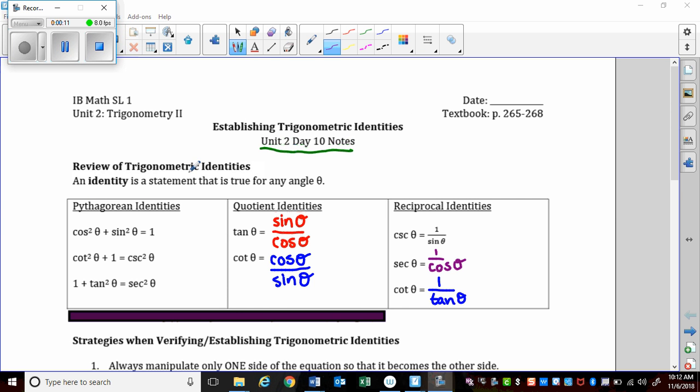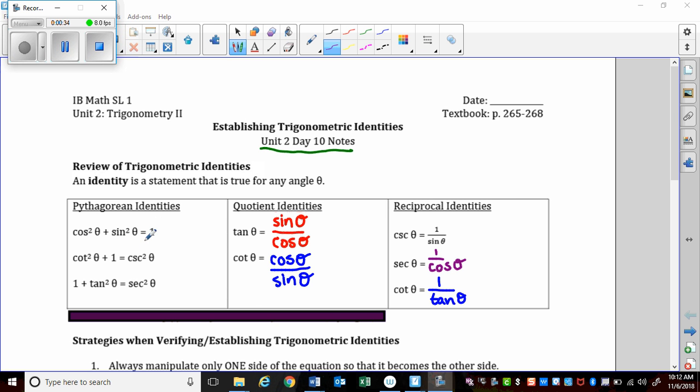The Pythagorean identities come from the Pythagorean theorem, which is a squared plus b squared equals c squared. You know that in a unit circle, our hypotenuse is always going to be 1. So that's my c is going to be 1. My x values are cosine and my y values are sine. So this is how we got cosine squared plus sine squared equals 1.